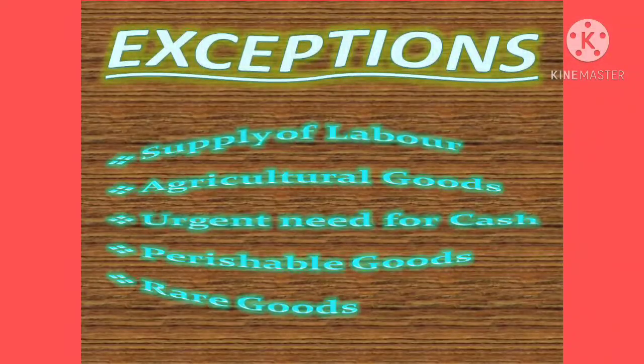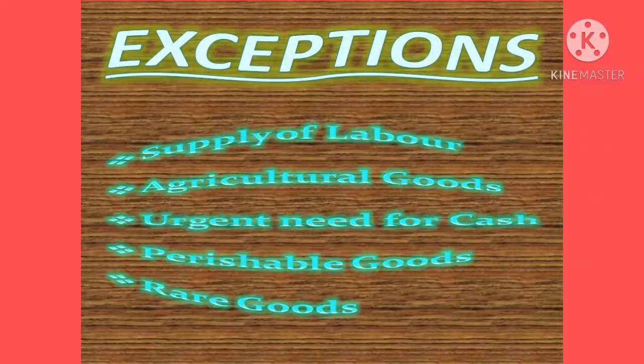Exceptions to the law of supply. The law of supply states higher the price of a commodity, more is the quantity supplied, and lower the price of a commodity, less is the quantity supplied.